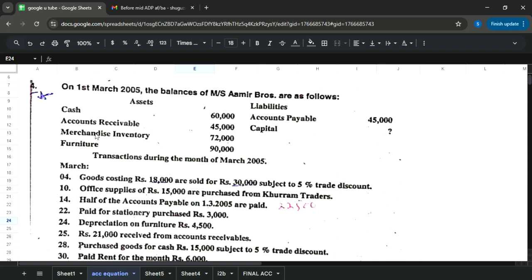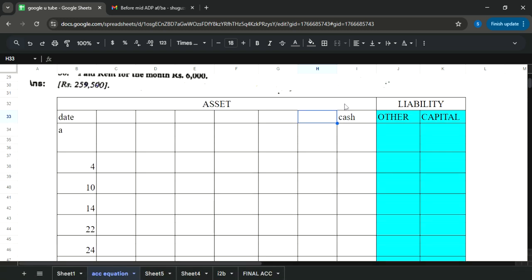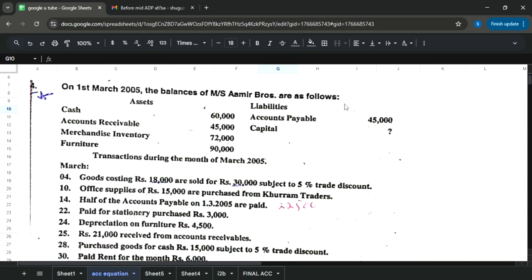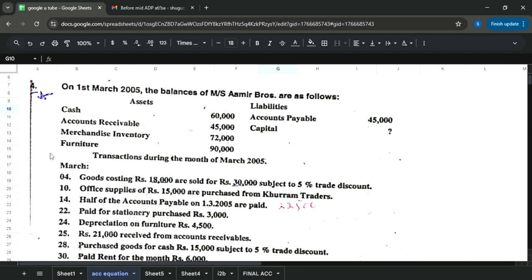These previous inputs are provided by the question, so we will put them first. Cash is given. We are going to put the heading first, cash, then we have account receivable. Just to save space I'm writing an abbreviation, but you will be writing the complete account receivable. Then we have merchandise inventory. These are actually goods. As you know, goods, merchandise and commodities are one and the same thing. After merchandise we have furniture.